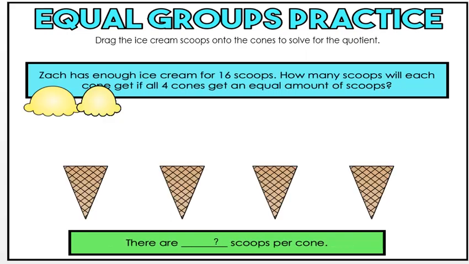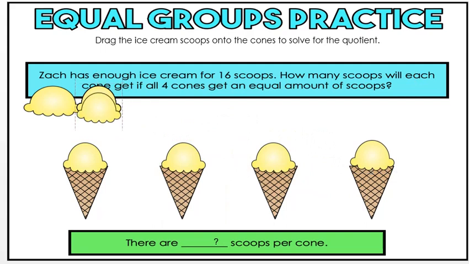So here we have Zach, and Zach has enough ice cream for 16 scoops. He's very lucky. How many scoops will each cone get if all 4 cones get an equal amount of scoops? So exactly the same thing. We're going to start by spreading them out. So we have 1, 2, 3, 4. There's the first 4.